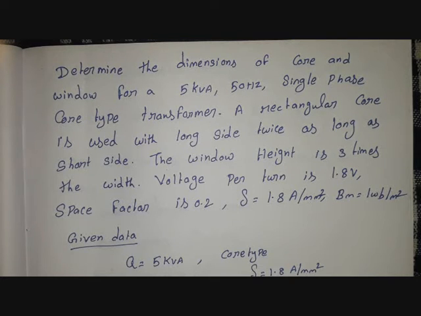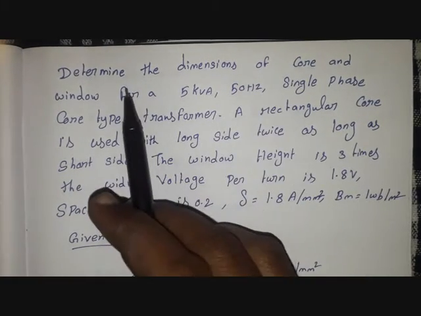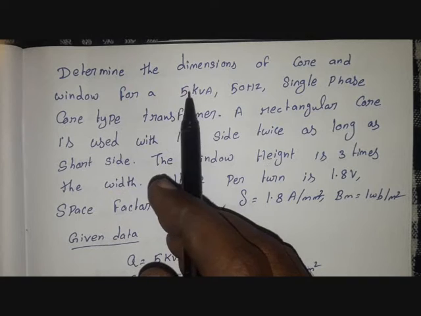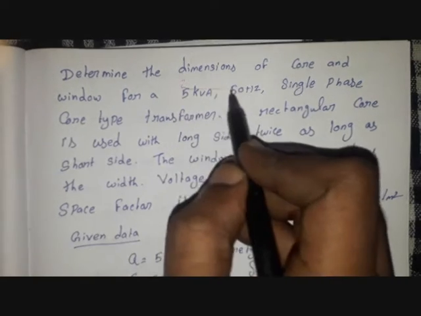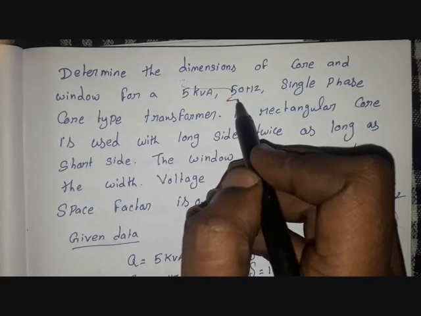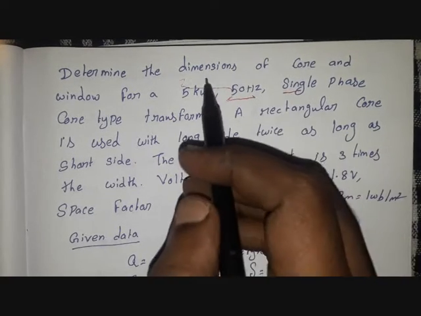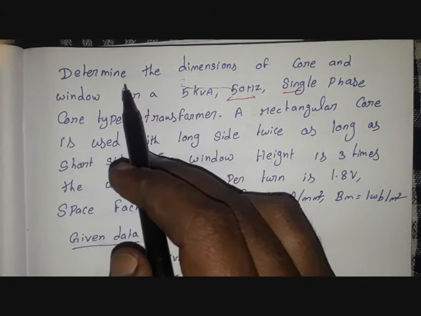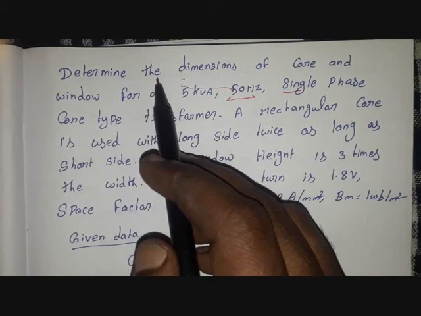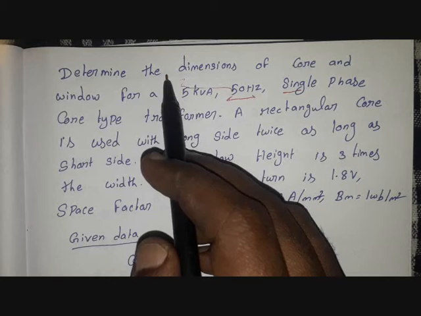Determine the dimension of core and window for a 5 kVA 50 Hz single phase core type transformer. Here the word "determine the dimension" can be varied: identify the dimension, or overall dimension.